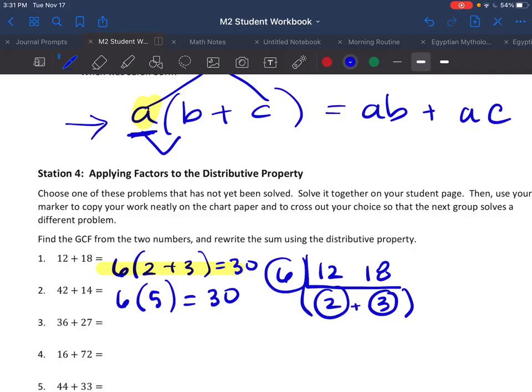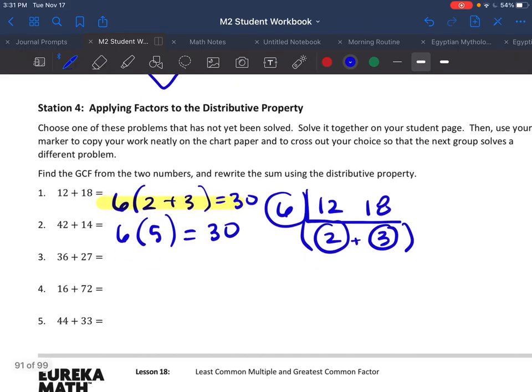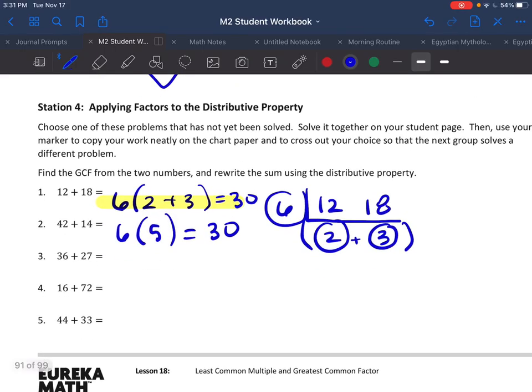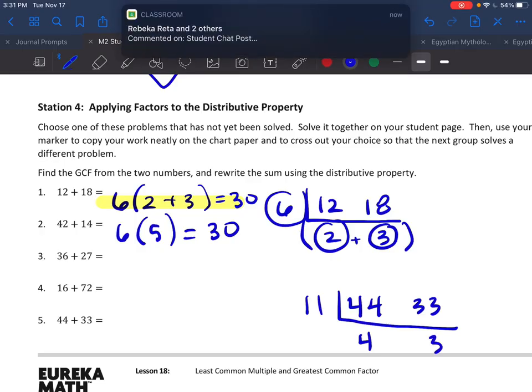Okay, so let's take a look at one more using the distributive property to find the greatest common factor. So let's take a look at number 5. Okay, if I use my cake method, 44 and 33, I'm going to pull out the greatest common factor if I can the first time. Well, if I know that they're repeat numbers, I'm going to probably guess I'm going to be dealing with factors or multiples of 11. So 11 times 4 equals 44. 11 times 3 equals 33.